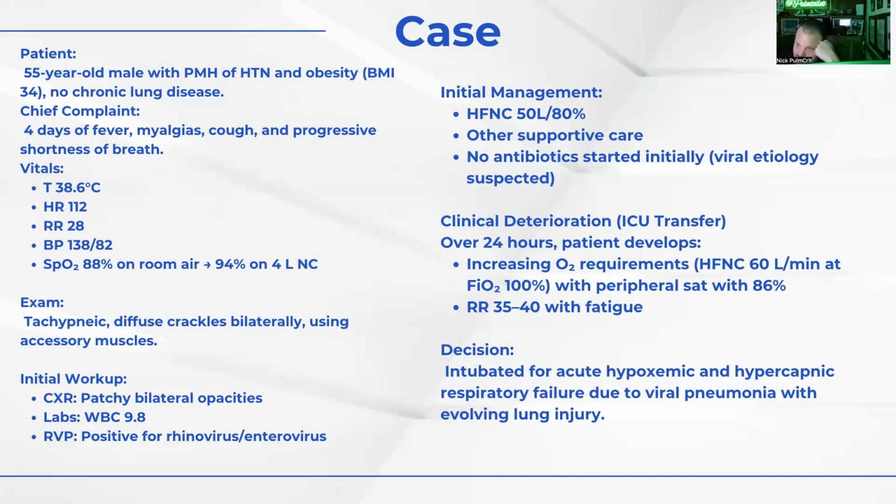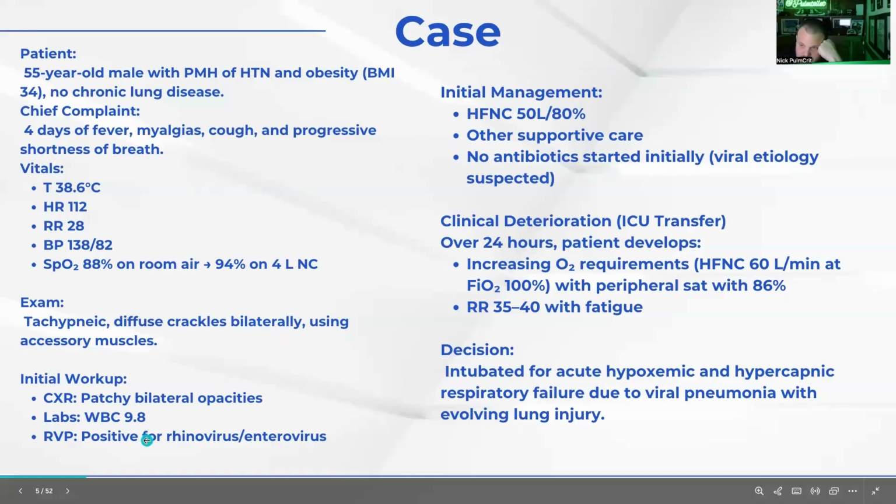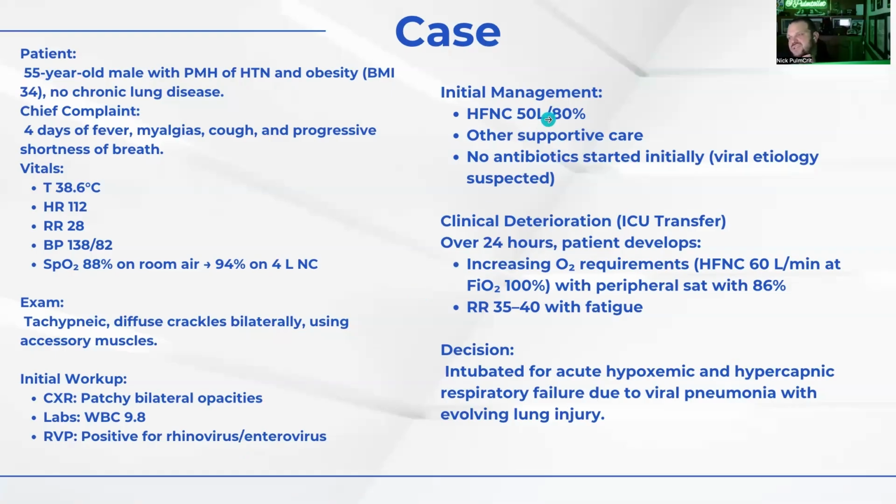His chest x-ray has patchy opacities. He doesn't really have a white count. His RVP is positive for rhinoenterovirus. Rhinoenterovirus really sucks. Just sort of putting that out there because, especially for kids, it just is a shitty thing to have. Initial management, high flow nasal cannula, 50, 80%, does okay with that. No antibiotics because you think it's viral.